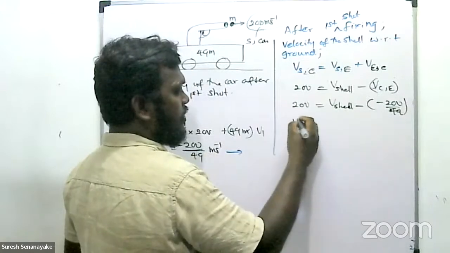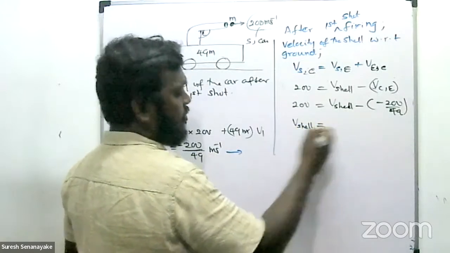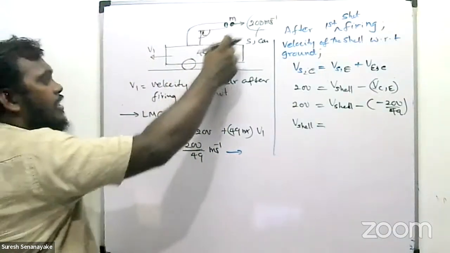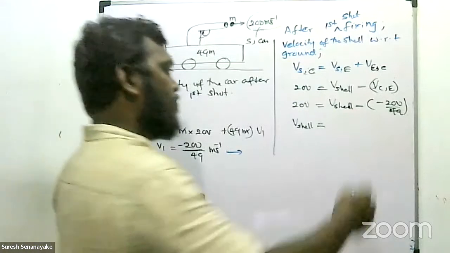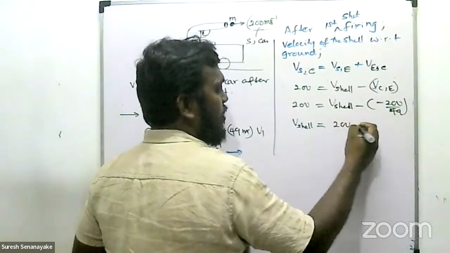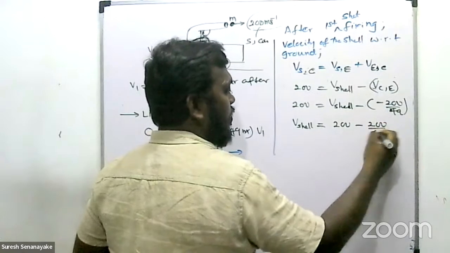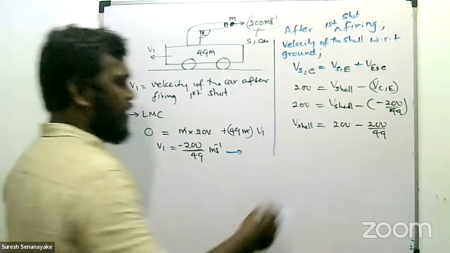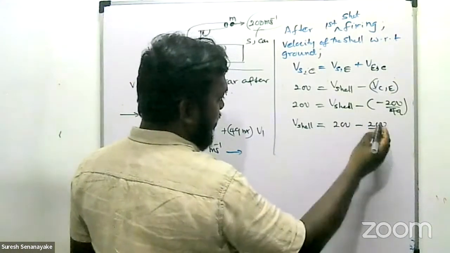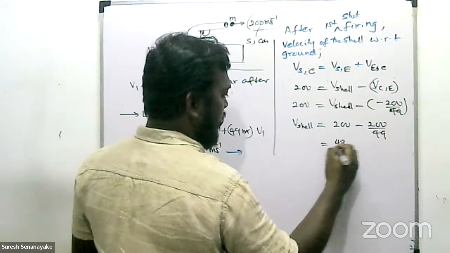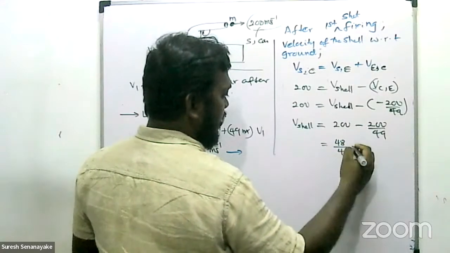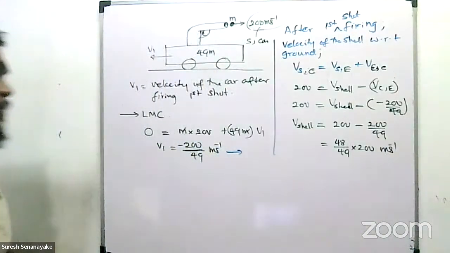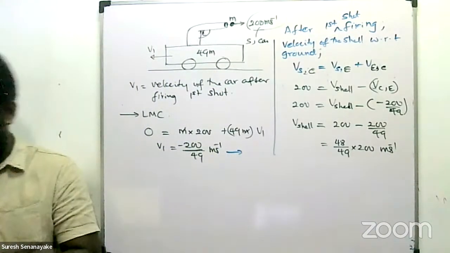Now this is 200 minus 200 over 49. Taking 200 out, that's 49 minus 1, which is 48. So this is 48 divided by 49 into 200. This is the velocity of the shell with respect to the earth after the first shooting.